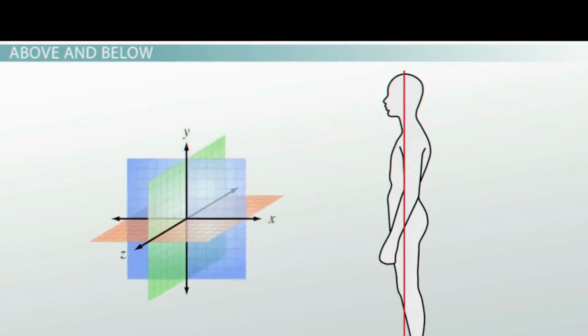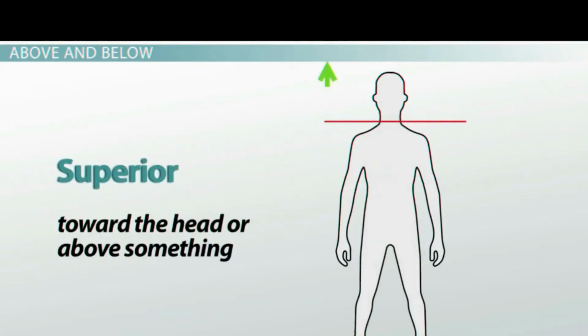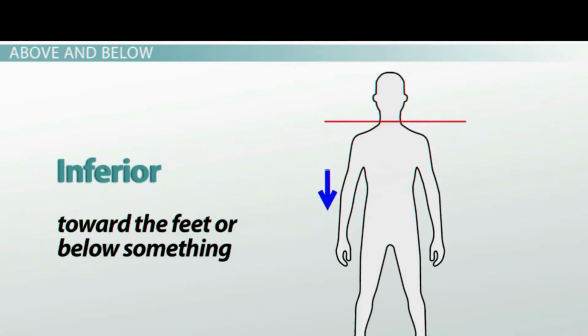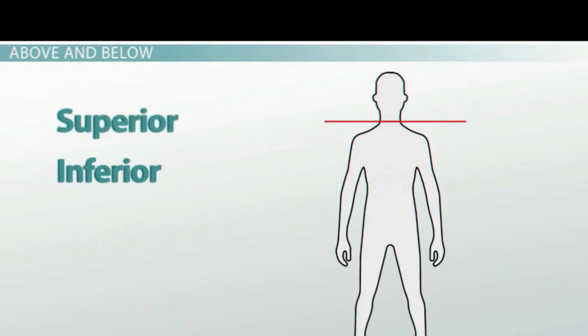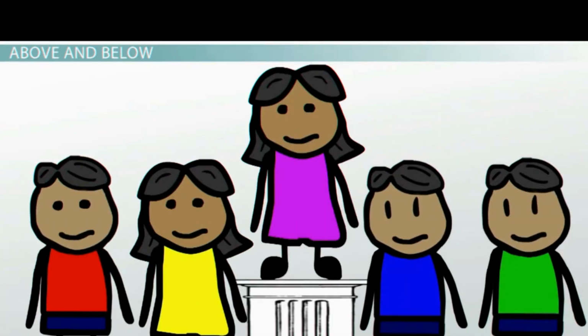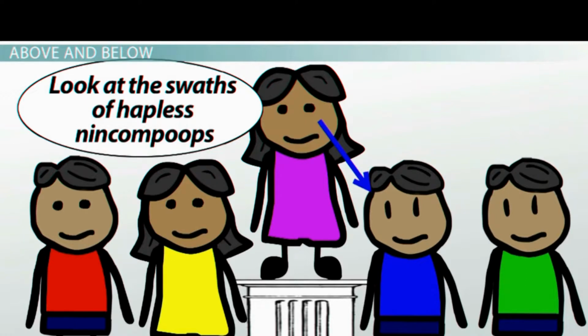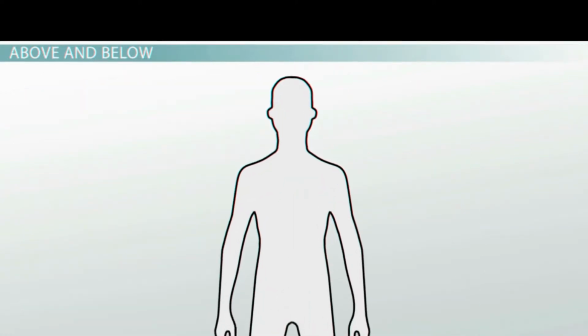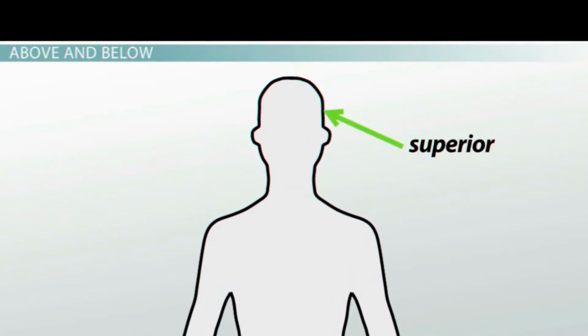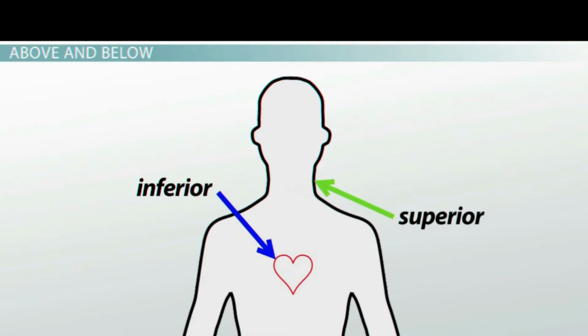Now, there are more directional terms than just toward the front or back of something. We also have the term superior, which means towards the head or above something, and the word inferior, which means towards the feet or below something. It's easy to remember which word refers to what, since people who think they're superior to others tend to walk around with their chin up and head held high, looking down upon the inferior swaths of hapless nincompoops below them. From a more realistic anatomical perspective, one example to help you understand these terms is by realizing that the head is superior to or above the shoulders, while the heart is inferior to or below the neck.